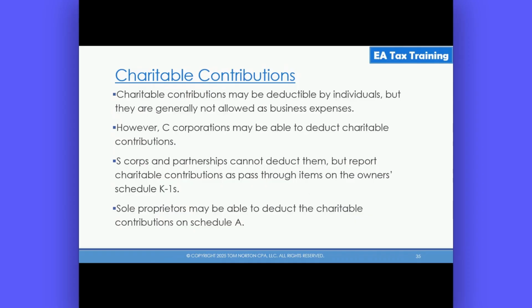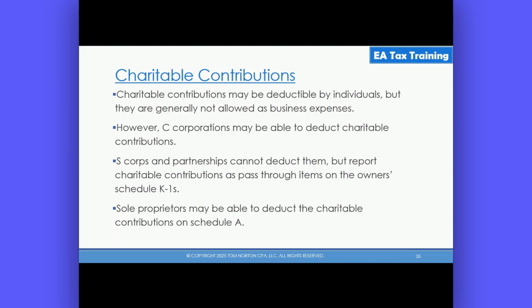Charitable contributions. Charitable contributions may be deductible by individuals, as we discussed in part one, but they are generally not allowed as a business expense, except for C corporations. C corporations may be able to deduct some charitable contributions. We will talk about that in the video on C corporations. S corps and partnerships cannot deduct them. They can still make the contributions, but they cannot deduct them.